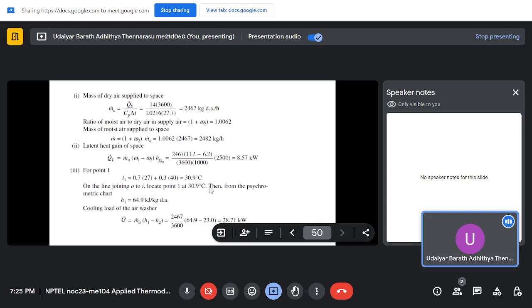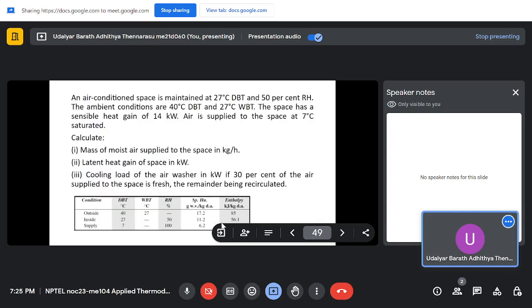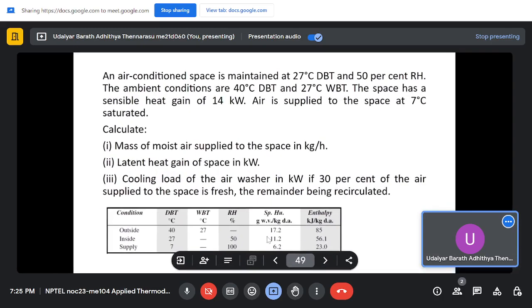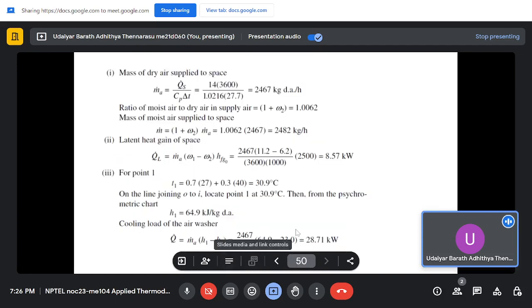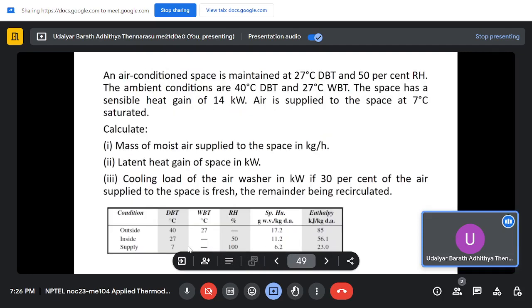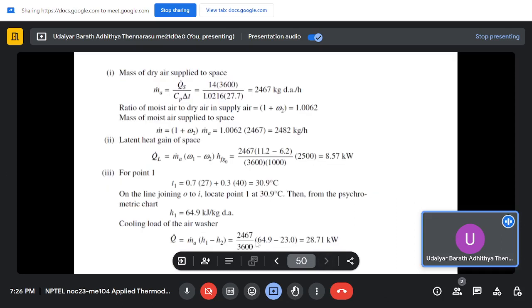So at 30.9 degrees Celsius, from the psychrometric chart, we will find H1 as 64.9 kilojoule per kg of dry air, and the cooling load of the air washer will be nothing but m dot A into H1 minus H2. H2 is 23 at the supply temperature, and H1 is 64.9, and m dot A we have already calculated, 2467. This will come out to be 28.71 kilowatt.